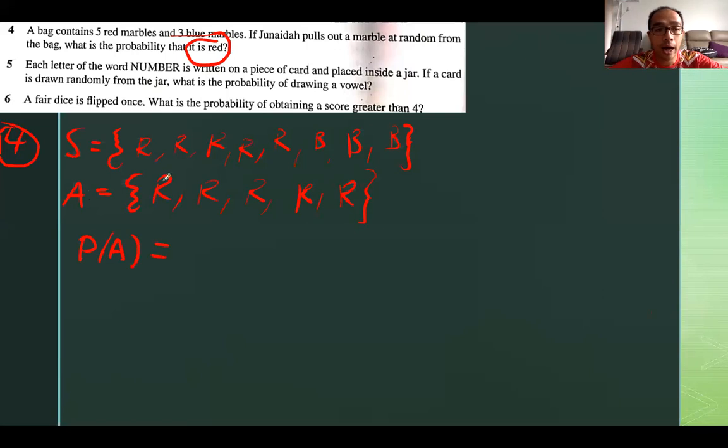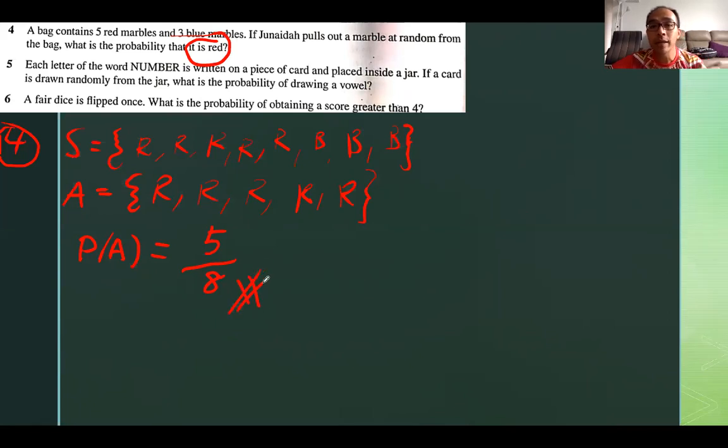So the probability of a red is how many reds are there? There are 5. How much is our sample space? Our sample space is 8. Our sample space is 8, so it is 5 over 8, and that's how you do it.